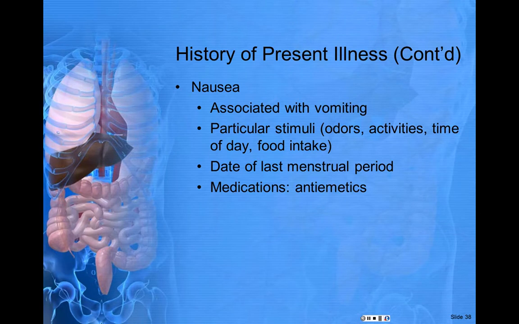When was the last menstrual period? Why would that be important with nausea? Well, the number one reason for nausea in females of childbearing age is going to be pregnancy. So we always want to make sure that we document the last menstrual period on anyone with this kind of complaint. And then we want to ask about medications.